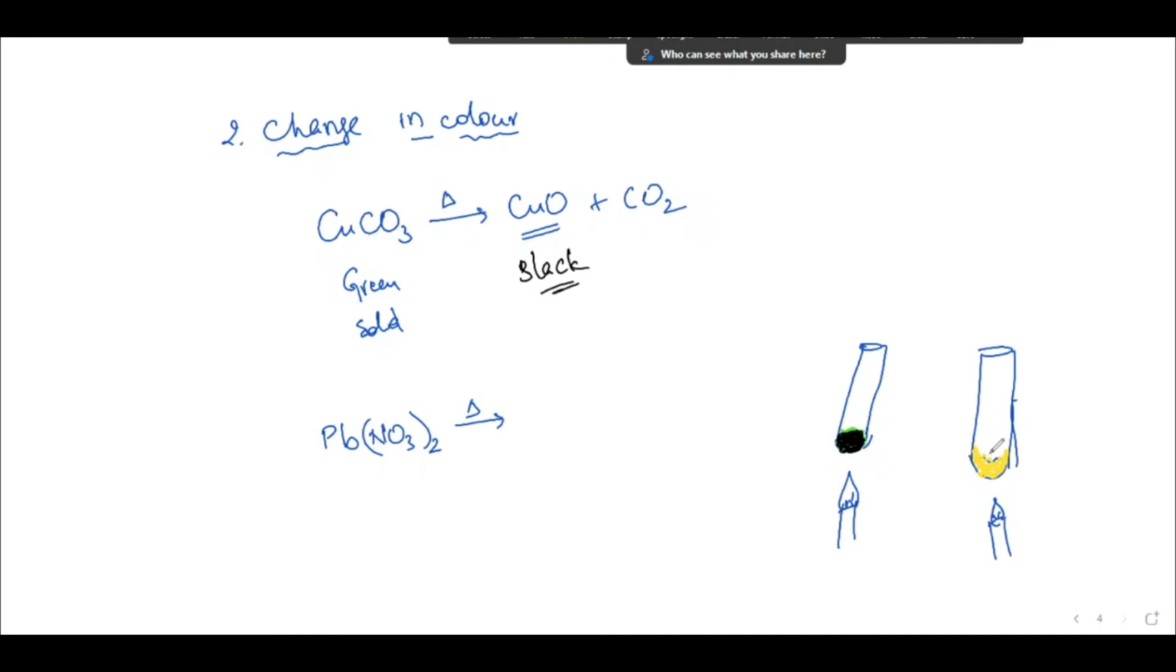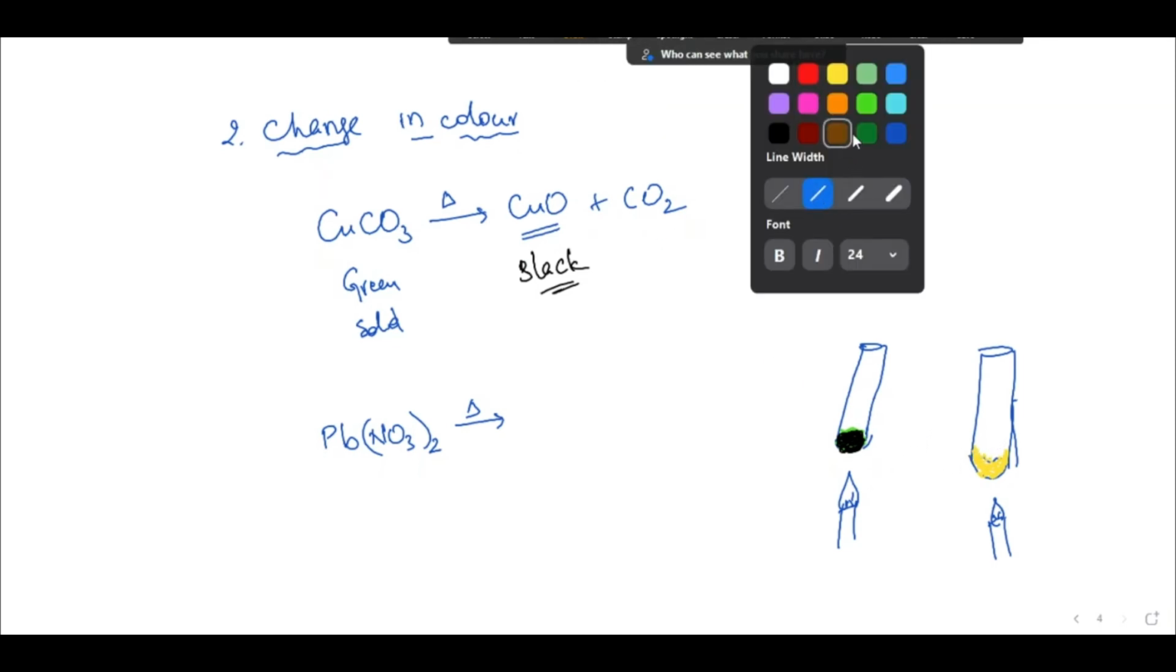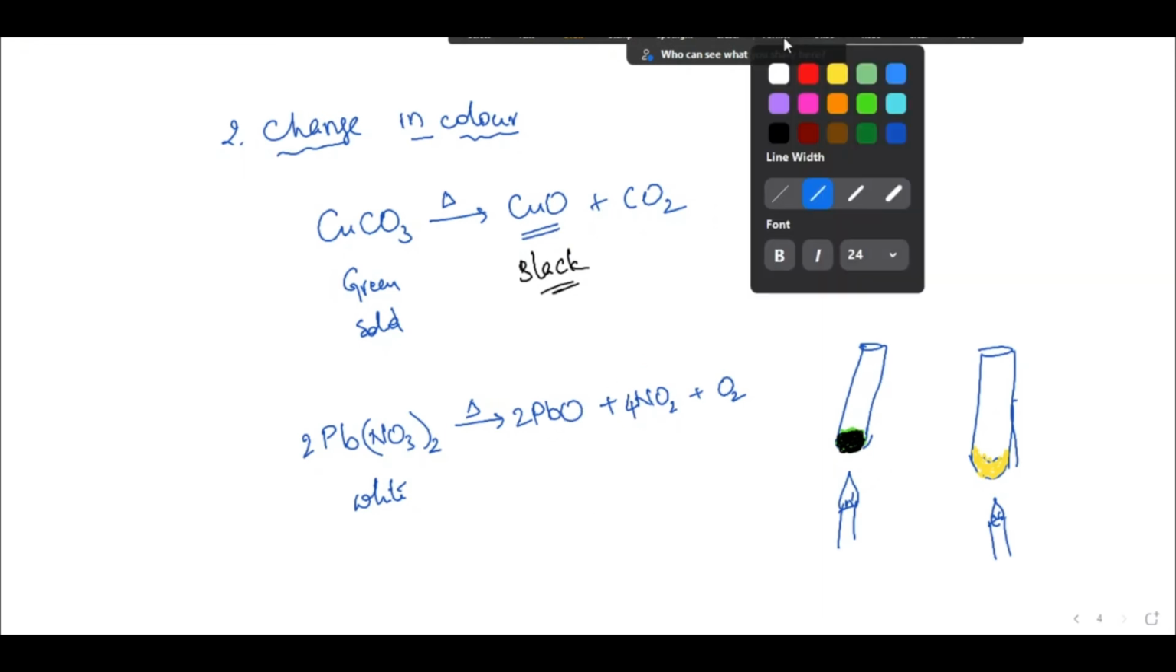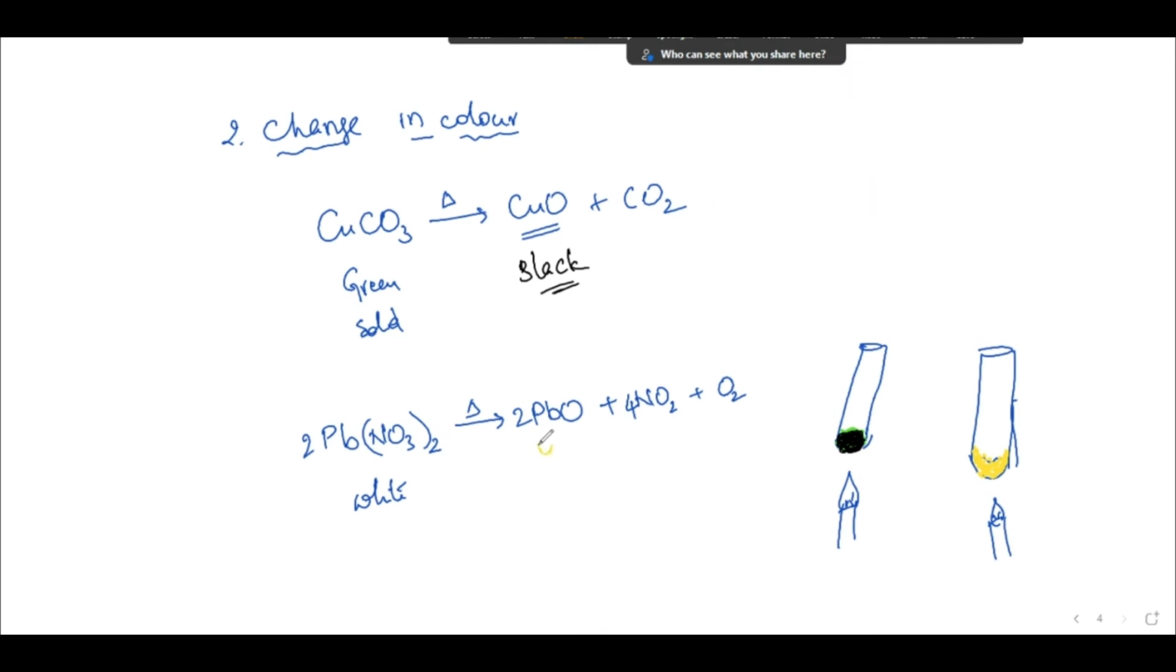There will be a color change. What is the color change here? First it was white, changed to yellow. And what are the products formed here? Lead oxide PbO, plus nitrogen dioxide NO2, plus oxygen O2. To balance the equation, 2, 2 and 4. And this lead oxide has become yellow color now. So you will get a yellow solid. The white color has become yellow color. So there is a color change.